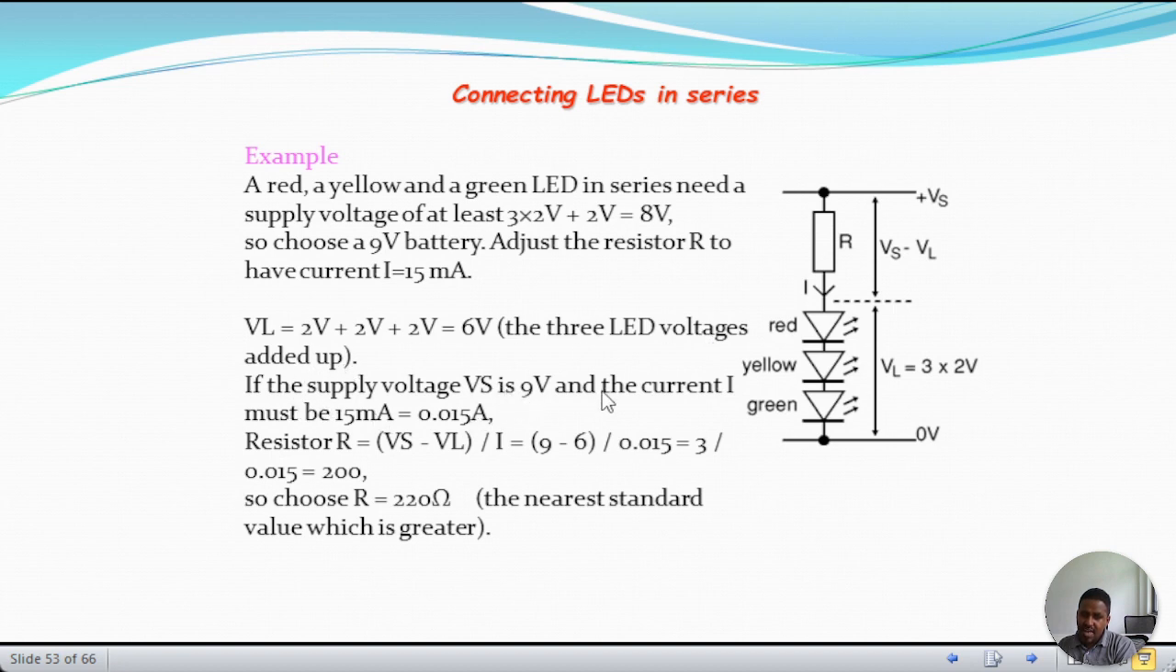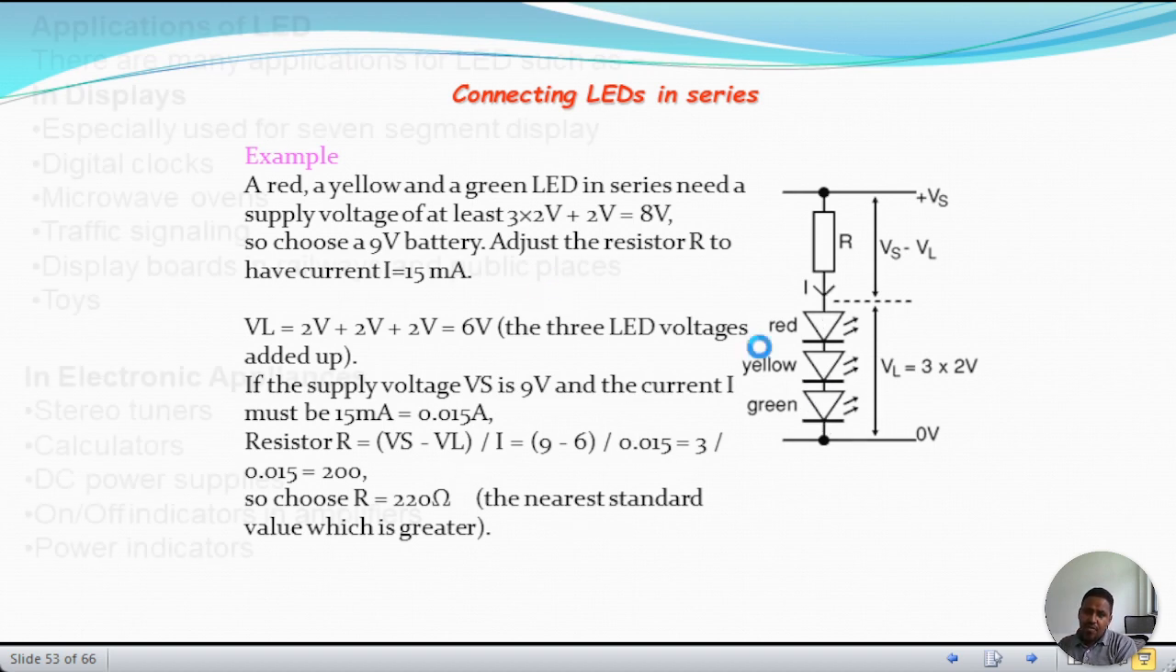If the supply voltage is 9 volt and the current must be 50 milliampere, so 9 minus 6, that becomes 3, 200 ohm. So 200 ohm is not a standard fixed resistor, so we choose 220, which is a standard fixed resistor. So the nearest standard value should be used. So a 220 resistor is right with the 3 LEDs.